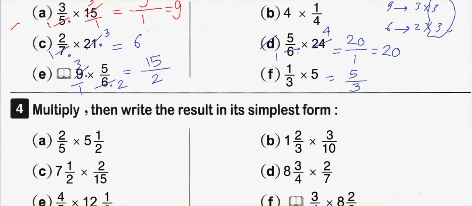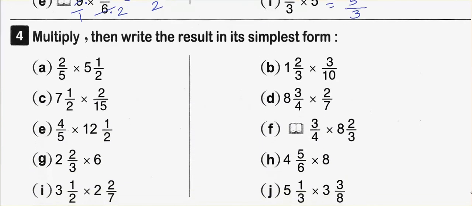What about the next group? The next group is multiplying a fraction by a mixed number. This is the fraction and this is the mixed number. First, we have to convert the mixed number to an improper fraction. Again, convert the mixed number to an improper fraction. 2 over 5 times, how can we convert 5 and a half to an improper fraction? 5 times 2 is 10. 10 plus 1 is 11. 11 over 2.